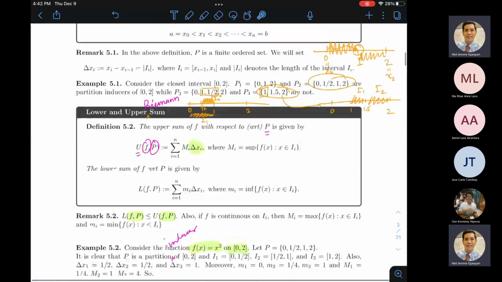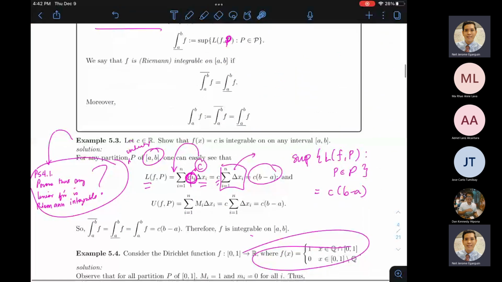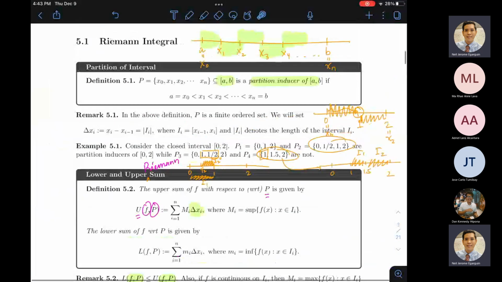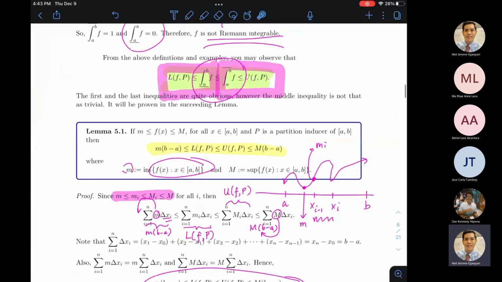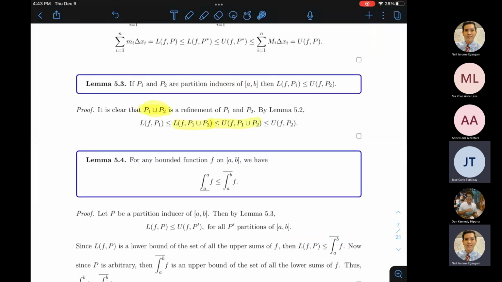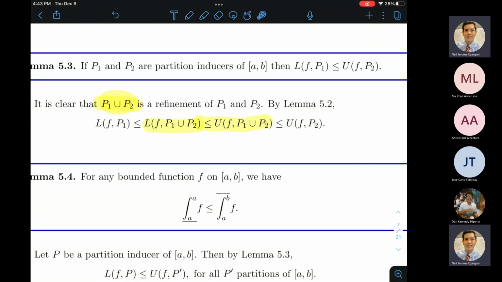Yun yung sinasabi ko na parang obvious yung property na yung lower Riemann sum ay laging mas maliit sa upper Riemann sum. I think we have that somewhere here. Sana tama ako, kundi magpo-prove tayo on the spot. Let's see. Now, there you go here. Nasa Lemma 5.1. 5.1. Okay. Thank you. Pag parehas yung partition inducer, laging mas maliit yung lower sum kaysa sa upper sum. Tapos yun yung ginamit para doon sa middle inequality. Okay. For the same partition inducer. Okay. Thank you.